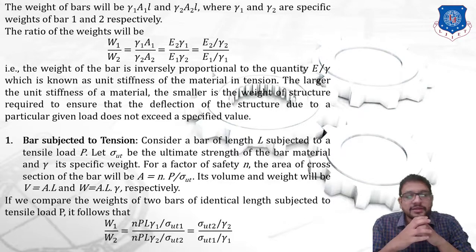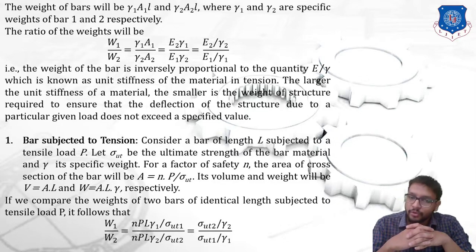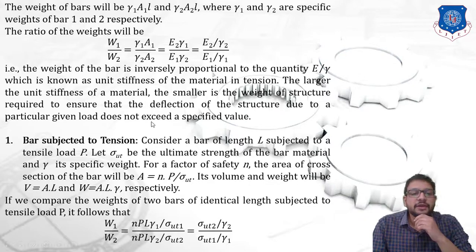Now we have to consider three cases. So let us consider the first case. In that we are taking a bar subjected to tensile load. So let us consider a bar of length capital L subjected to a tensile load, let's say capital P. Now let sigma ultimate be the ultimate strength of the bar material and gamma is its specific weight.